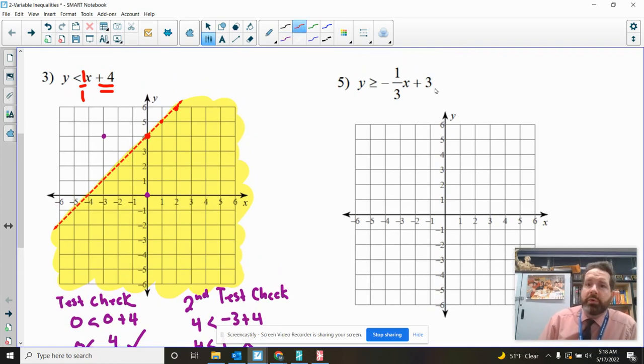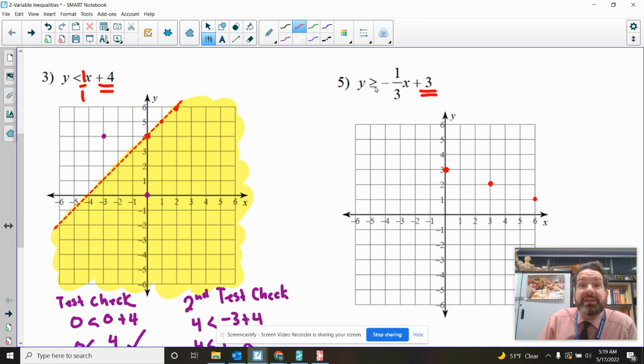Start off with your graph. Y-intercept at a height of 3. So 1, 2, 3. To get to your next point, use your slope. That's negative, so down 1 and to the right 3. So down 1 from there and to the right 3. Down 1 and to the right 3. So this is the sort of line we're looking at.